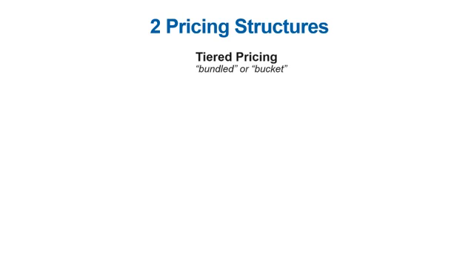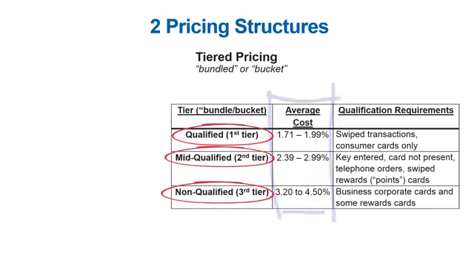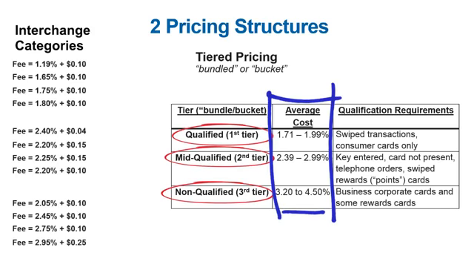Tiered pricing takes hundreds of interchange categories and lumps them into bundles or buckets. The three common tiers are qualified, mid-qualified, and non-qualified, and as you can see from the chart, the rates increase as you move from qualified to non-qualified. Each of these tiers is set and assigned a specific rate by the processing company and can vary from one provider to the next. In fact, they often do.